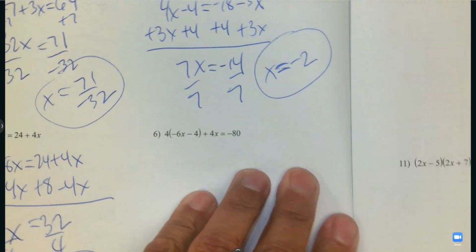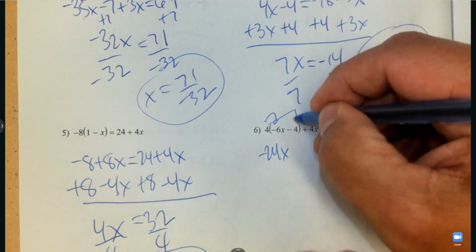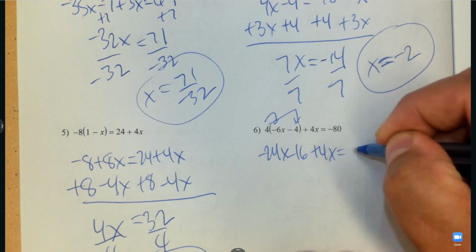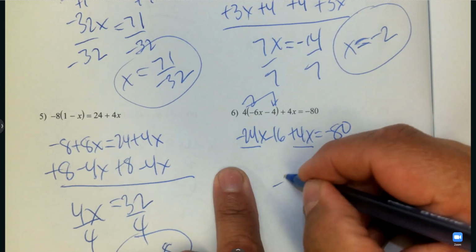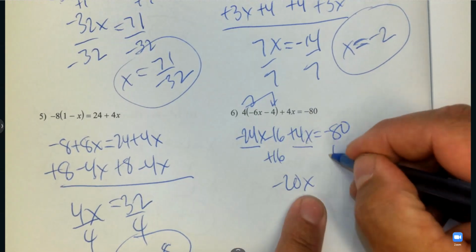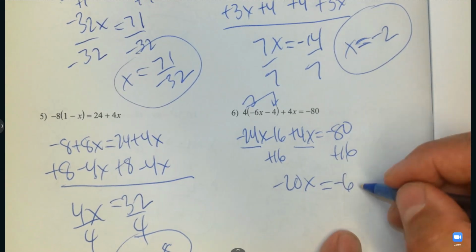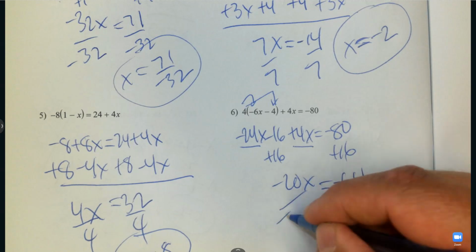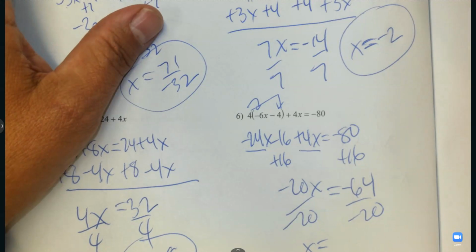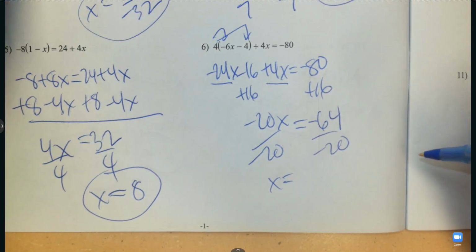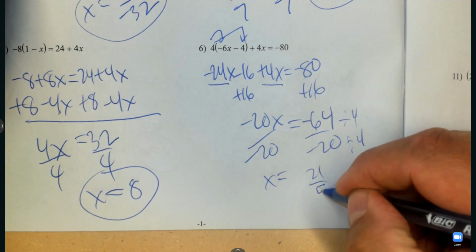All right, last one that's linear. So again, we're going to multiply -24x, multiply -16. And then we're going to combine like terms. So -24, positive 4, that's -20. Add 16. And if you subtract those negatives, what is that? 64. Divide by -20. It does not go in evenly. So a negative divided by a negative is positive. I'm going to divide by 4. So that's 21/5.